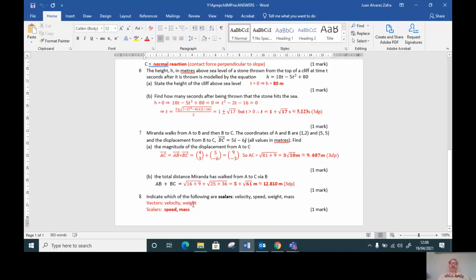And likewise weight. Weight is a force, so you can have a weight of 10 newtons, but actually it's 10 newtons vertically downwards. Okay, that's it.